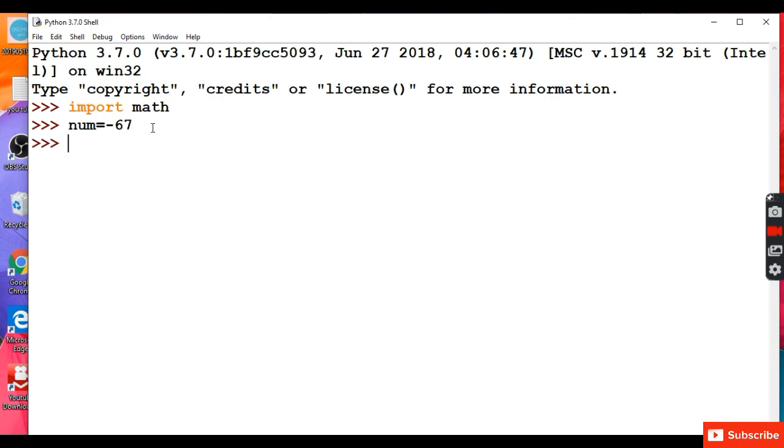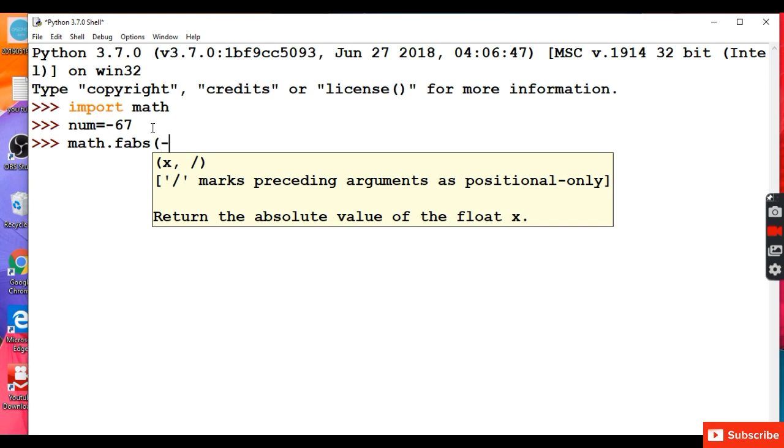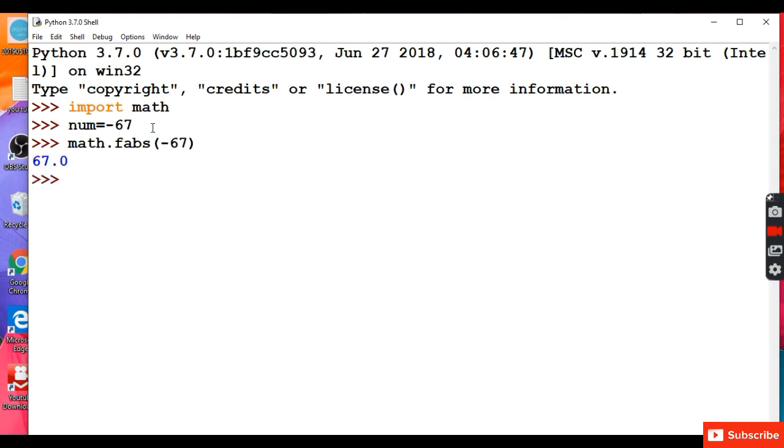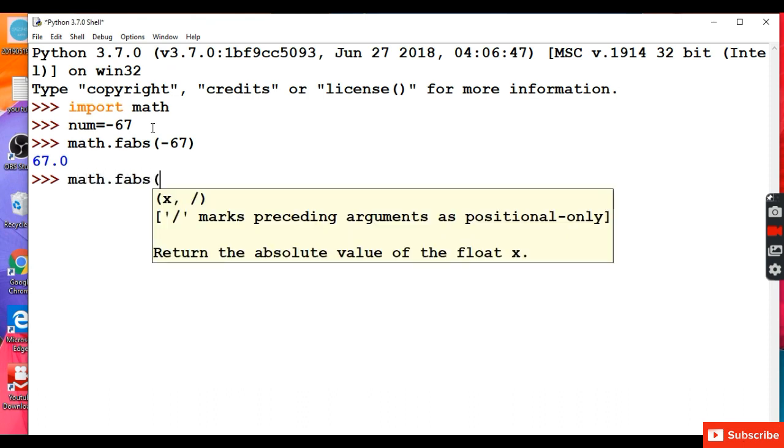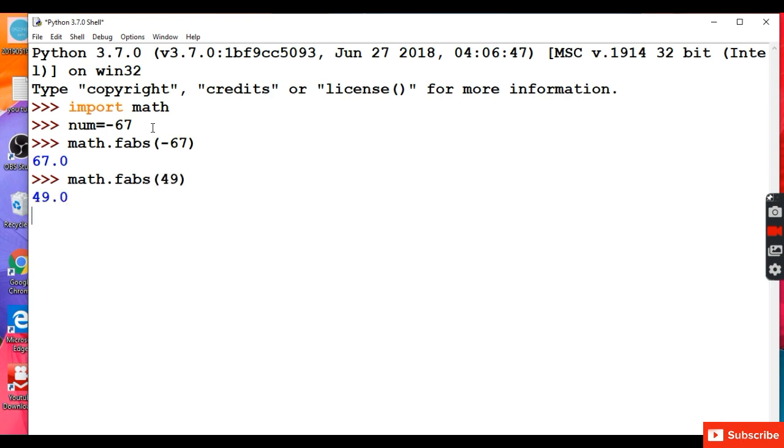FABS function. It returns the positive value of the number. This positive value is called the absolute value. For example, math.fabs minus 67. So the answer will be the positive value of minus 67, which is 67.